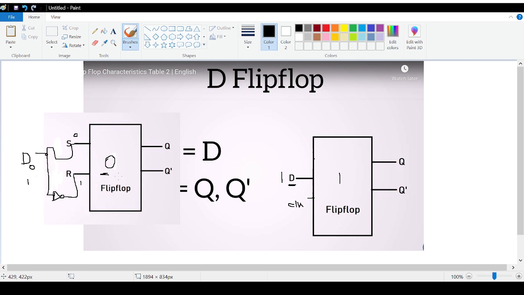In this case we see that it is working like the D flip-flop, because in a D flip-flop, whatever value I pass through D should be stored inside my flip-flop. So this is how we can construct a D flip-flop using SR flip-flop. Alright, so now let's look at the characteristic table for D flip-flop.